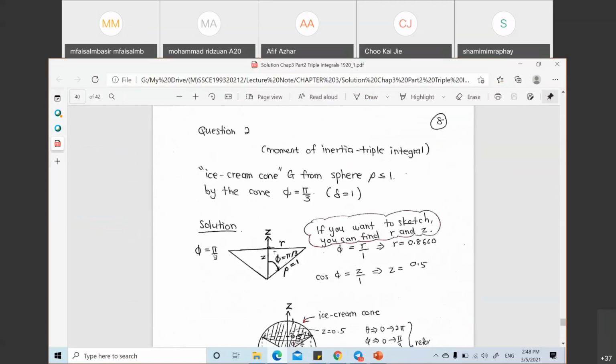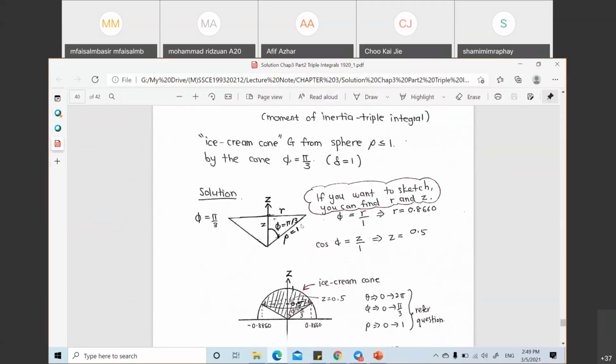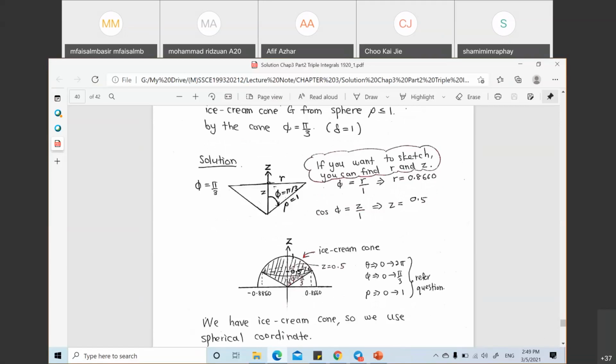Okay. So they give you phi equals pi over 3 and rho equals 1. Remember, the rho should be from 0 to the sphere. Angle should be from the z axis and clockwise. Okay. So this is your cone, ice cream cone. This is ice cream. So your theta will be 0 to 2 pi. Your phi already given from 0 to pi over 3. And your rho should start from 0 to 1. Okay, this is all given by the question.